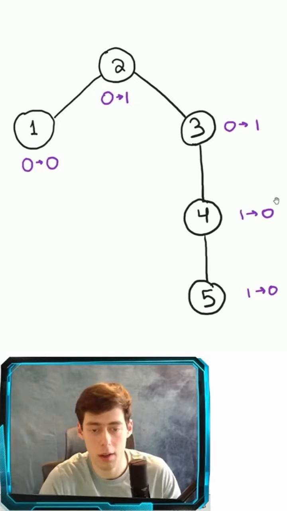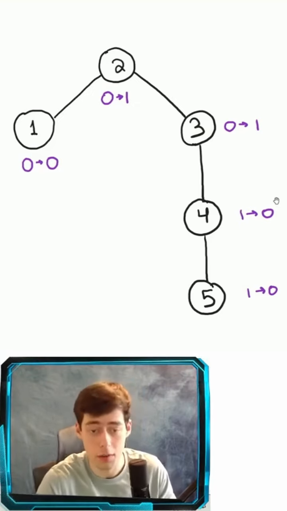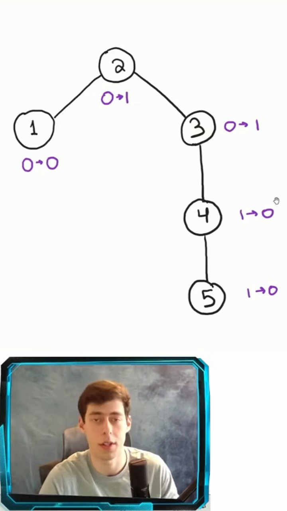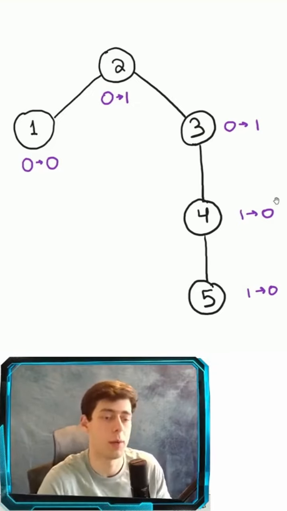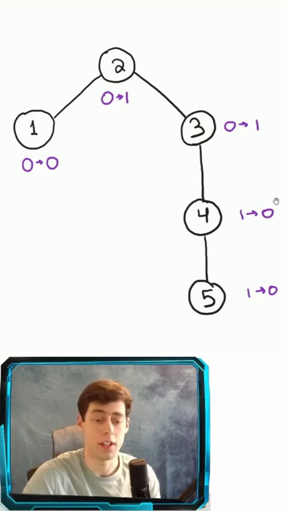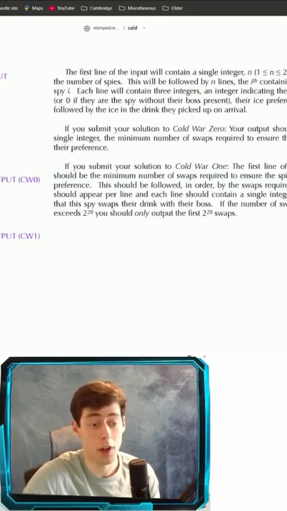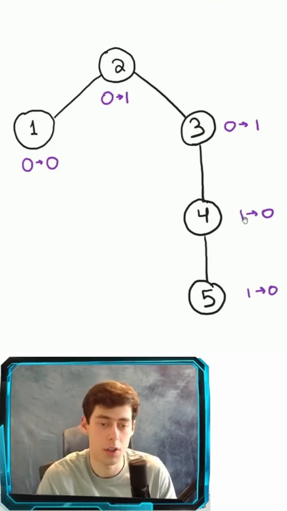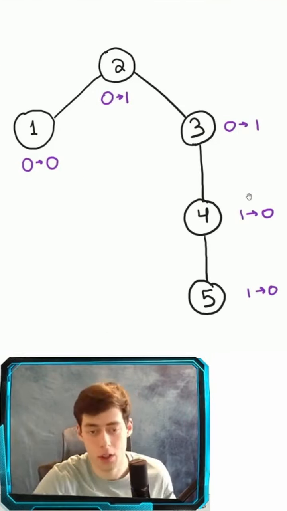So you're given the tree, the starting configuration, and the target configuration, and you're asked how many operations you need to perform to get the tree into the correct target configuration, the minimum number. So that's the problem. This is the easy version of the problem. The harder version of the problem also asks you to output the swaps themselves that you need to perform. But the easy version just asks for the smallest number of swaps. So how do we do this?